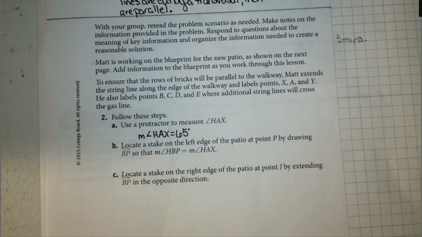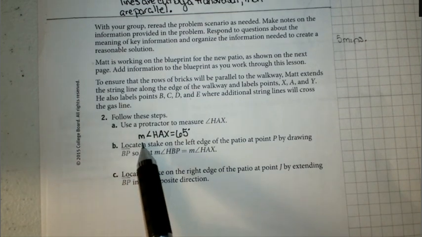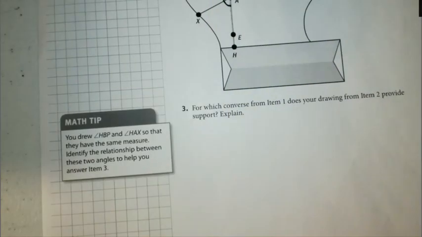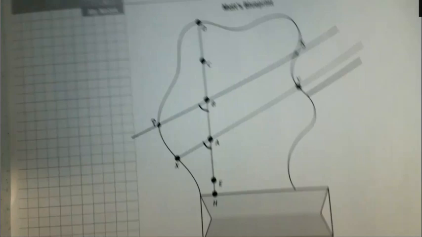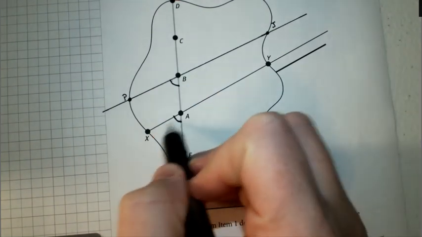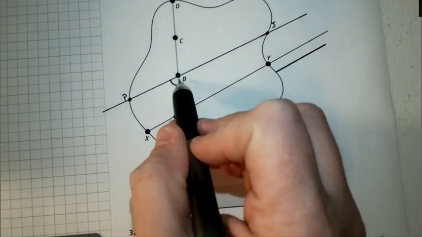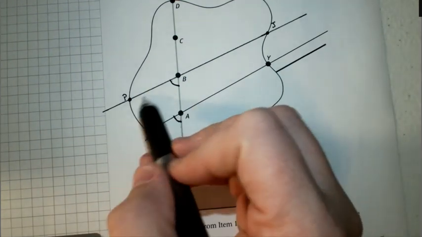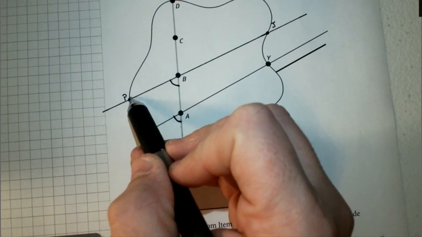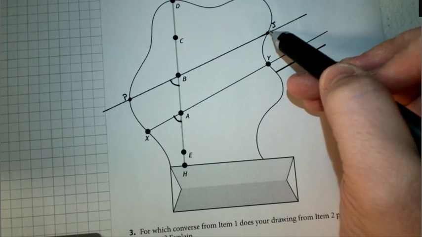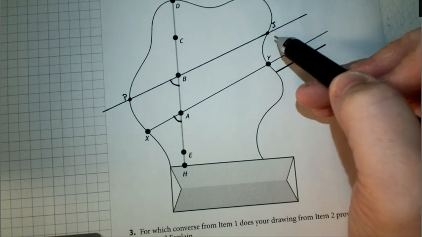All right, when I finish measuring the angle HAX, it was 65 degrees. So what I did was I then created this congruent angle that was equal to HAX. It is now HBP, and these are equal to each other, okay? And notice I extended it to P, and then I turned around and I took that line and I extended it all the way back to the other side and called that point J.